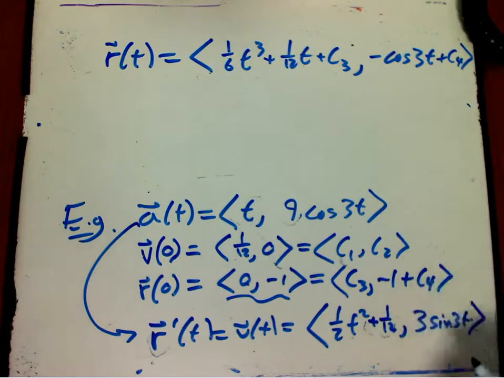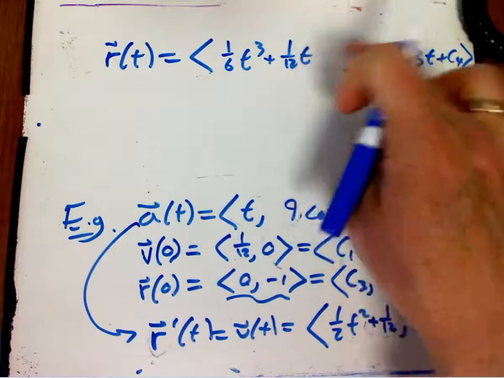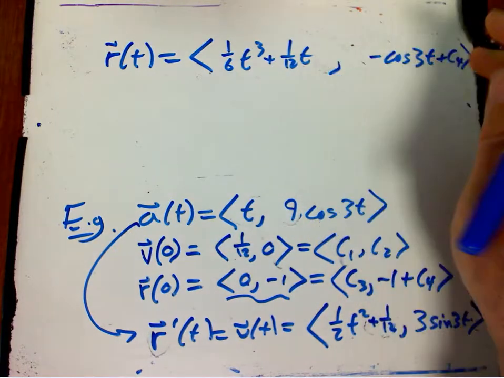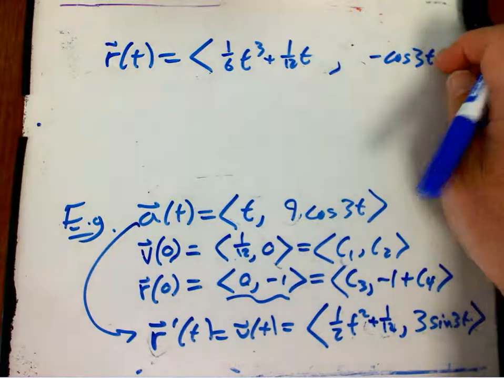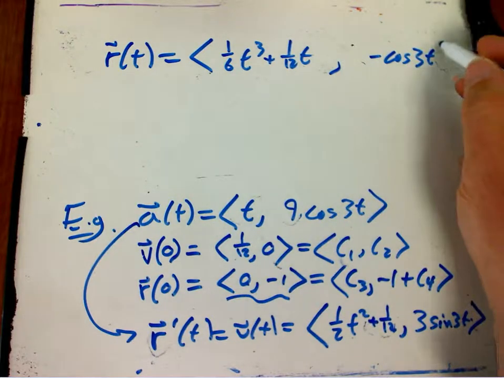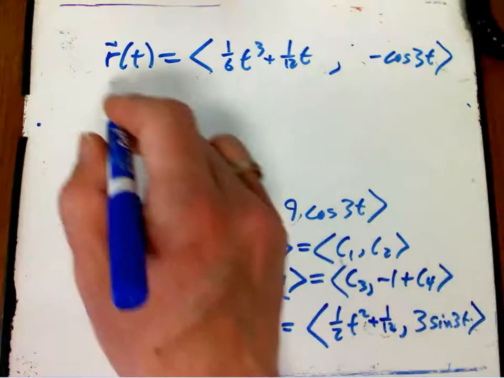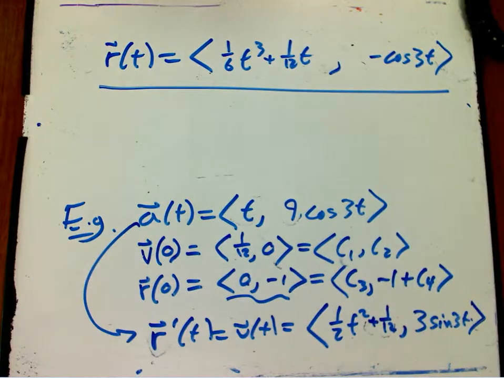So it happens to be, again, because I wanted things to work out pretty simply, that in fact c3 and c4 are both 0. But remember that in general, you're going to need to have those. They might not be 0. So there's our position function. Let's look at that and see if it fits with the information we already had.